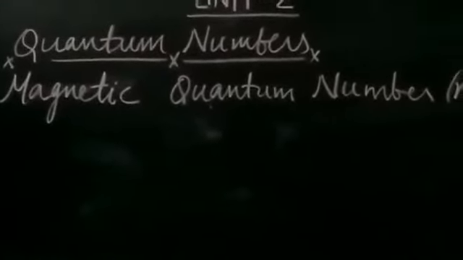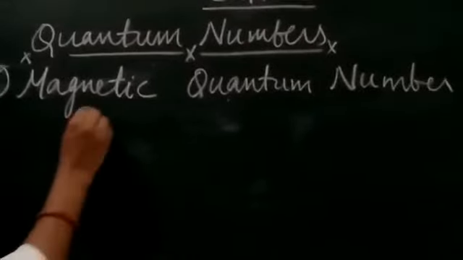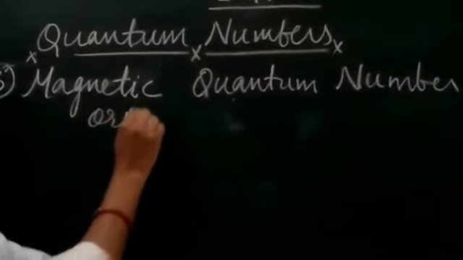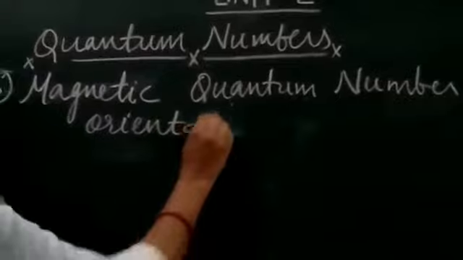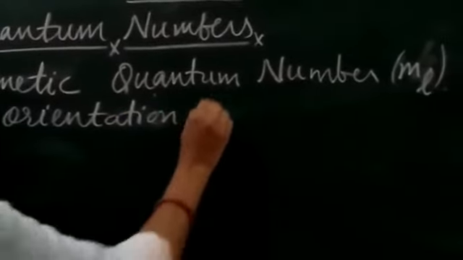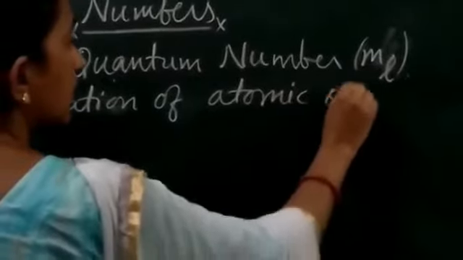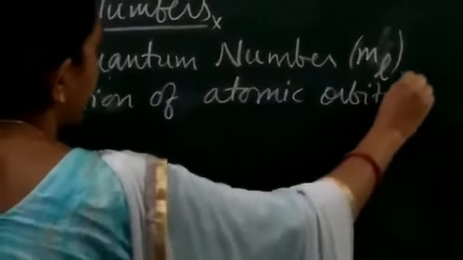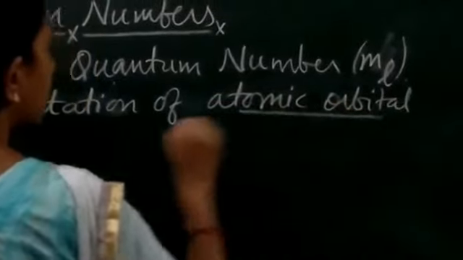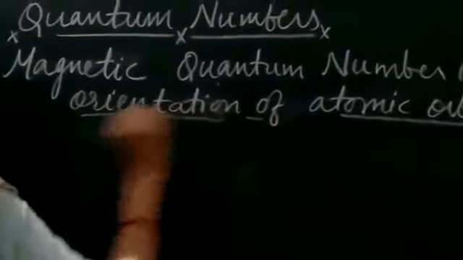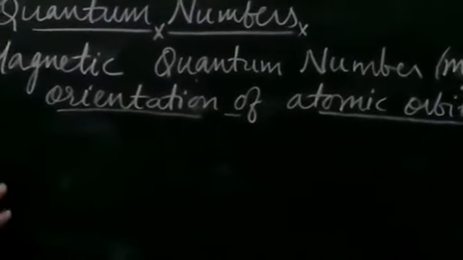So the magnetic quantum number tells us about the orientation of atomic orbitals, right? Now you will see here very properly.